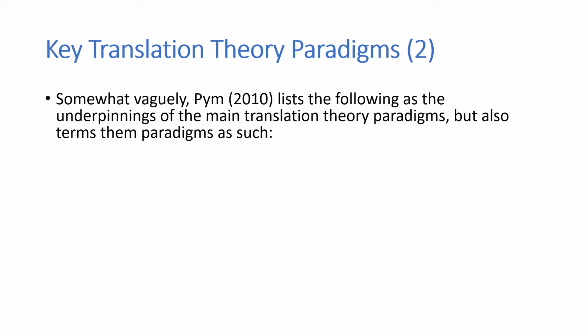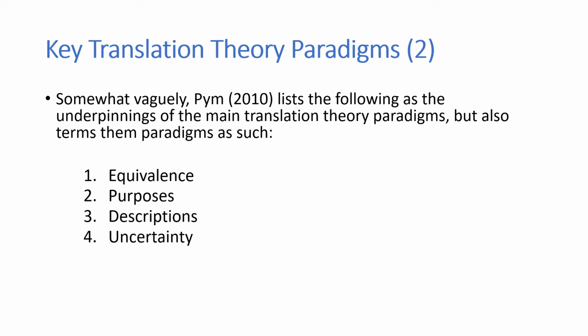Anthony Pym, in his useful book published in 2010 on translation theories, suggests a few paradigms that would be the underpinnings of the main translation theories that we find in the literature accumulated in what we call translation studies as a discipline. The first one would be equivalence. The second would be purposes. The third would be descriptions. The fourth paradigm from Anthony Pym would be uncertainty. Number 5, localization. And number 6, cultural translation.